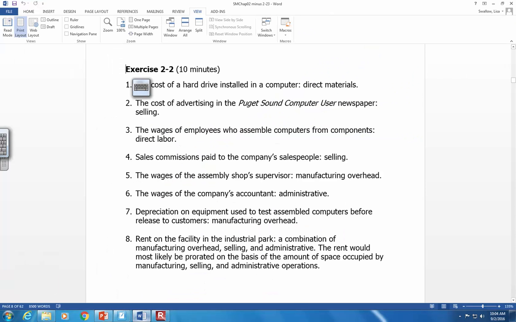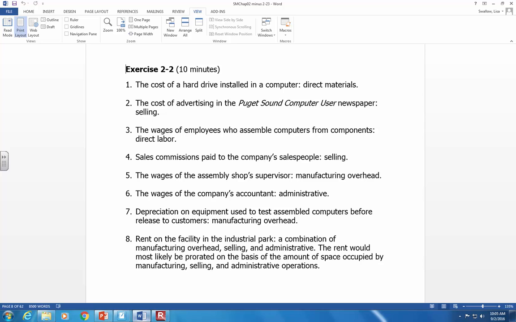So, I'd ask you to take a look at 2-2 and 2-3. And we're classifying costs here. So on page 54, John, do you want to go ahead and read me the intro and do the first one, please? PC Works assembles custom computer components supplied by various manufacturers. It is a very small assembly shop and retail sales store housed in a single facility. Listed below are some of the costs that are incurred at the company.